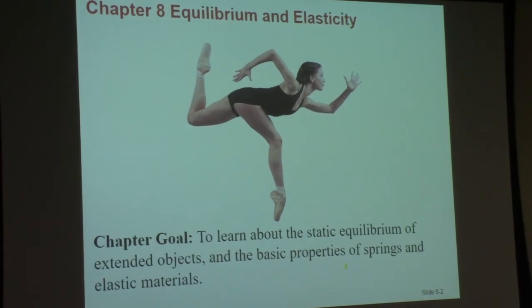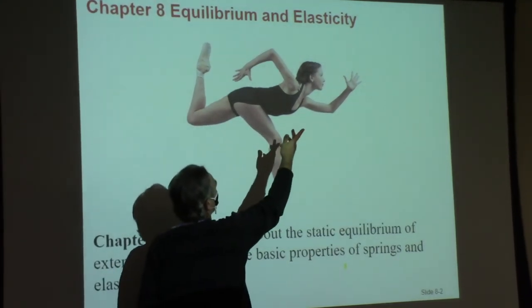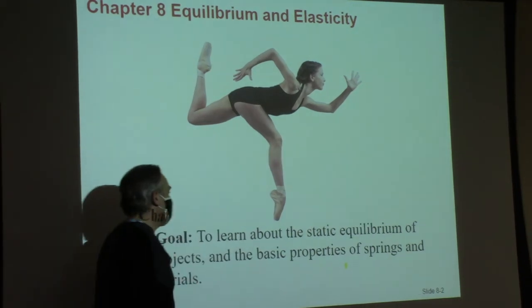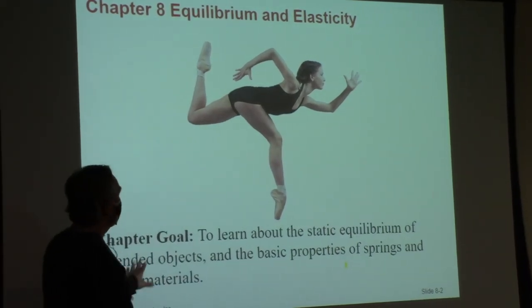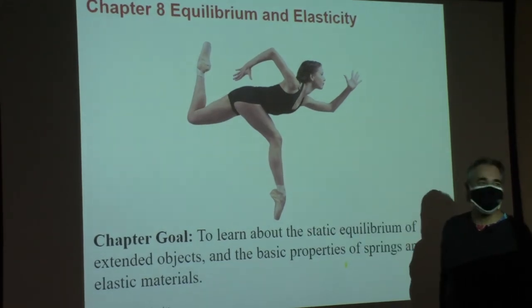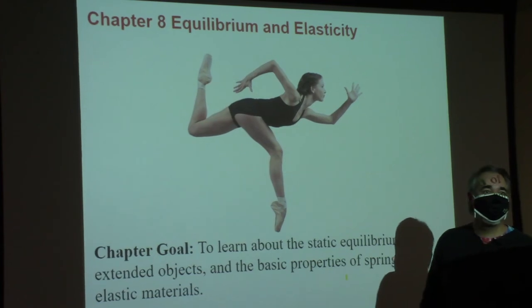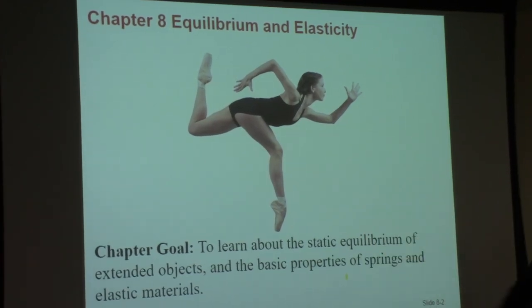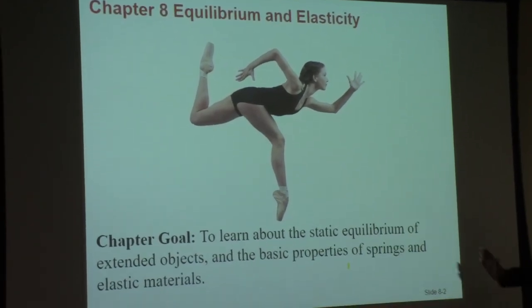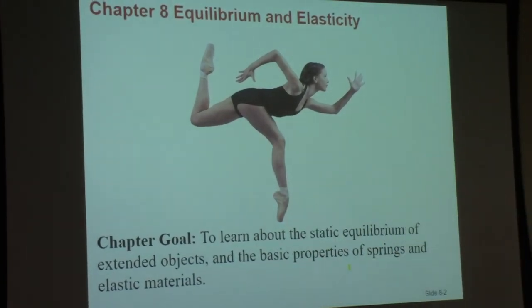So the person here is balanced over their center of gravity, right? If the person put their leg this way, they couldn't stay in that position. The center of gravity would change. But right now, the center of gravity must be right here. Forces and torques are balanced.